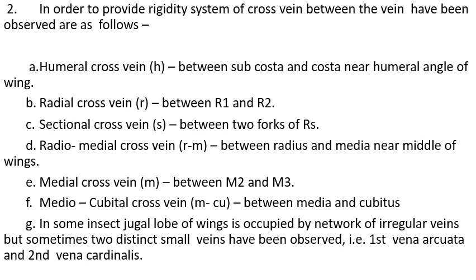Besides this, the auriculus has also been reported by some entomologists in many insecta. There is a cross vein extending from radius to cubitus near the base of the wing, and this has been termed as auriculus. Here, in some insects, the jugal lobe of the wing is occupied by a network of irregular veins, but sometimes two distinct small veins have been observed. That is, first vena arcuata and the second vena cardinalis.